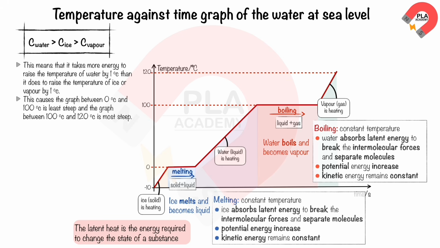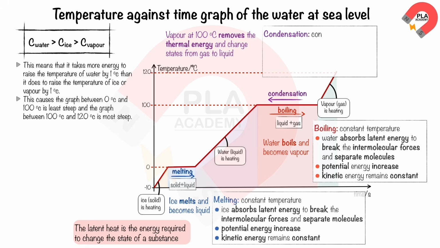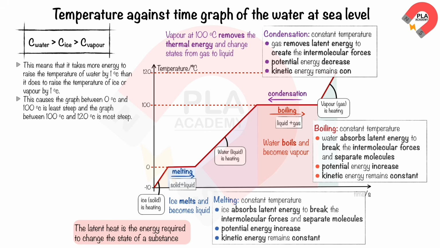is most steep. In the reverse process, when a vapor at 100 Celsius removes thermal energy and changes state from gas into liquid, this is called condensation. At condensation, the temperature is constant, because the gas removes latent heat to create the intermolecular forces, causing the potential energy to decrease, while kinetic energy of molecules remains constant.